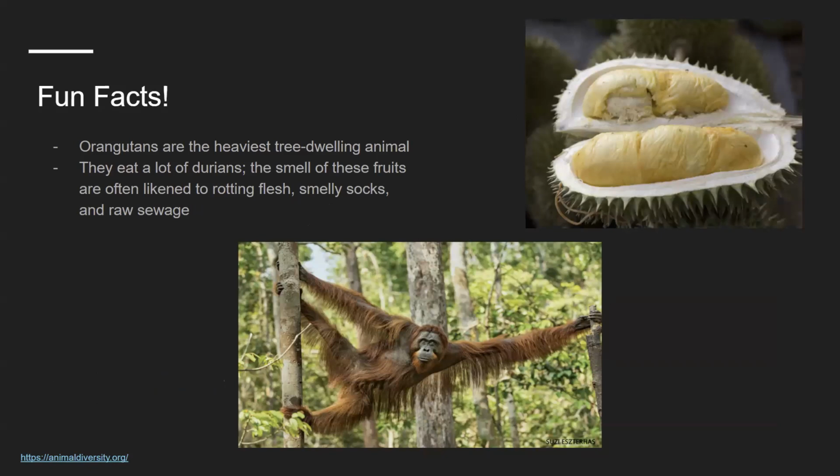And the other fun fact I have is that they eat a lot of durians. And durians, if you haven't heard of them, are a very smelly type of fruit. And like I wrote here, the smell of them is usually likened to rotting flesh, smelly socks, or even raw sewage. So you can only imagine what an orangutan's breath must smell like. It's just got to be very unpleasant.